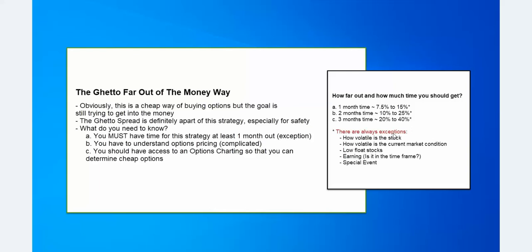Up to you. But there are exceptions here, like how volatile is the stock, and how volatile is the current market. If the stock is a low float stock, it moves a lot. And then earnings in the time frame, and is there any special event? All those come into play when you pick the time and the percentage. So that's something you have to play out with. Okay, so let's go to an example.